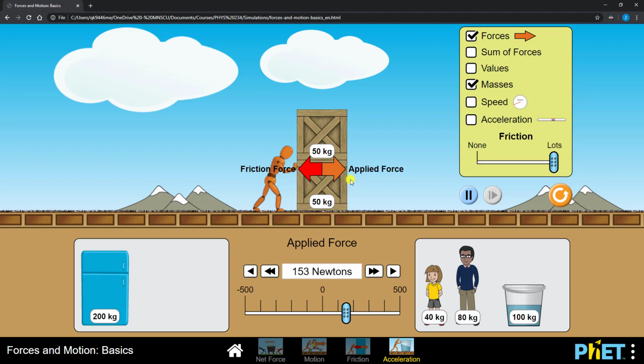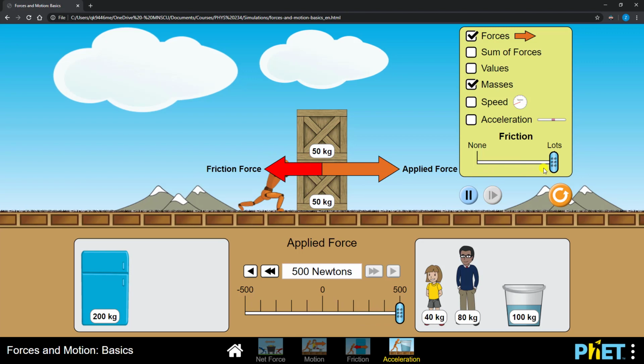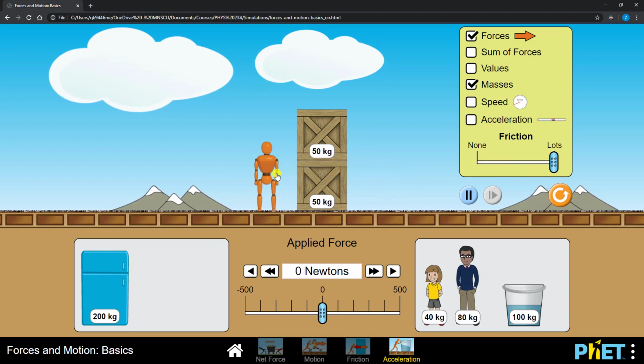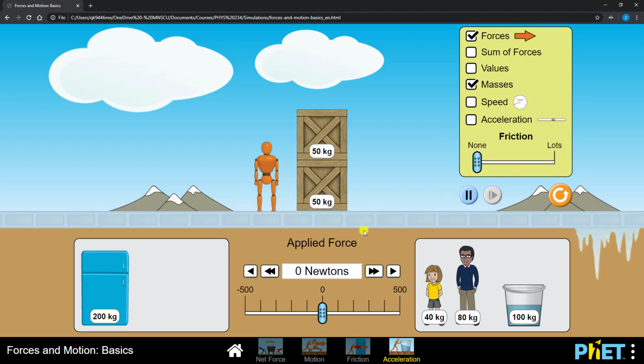And let's try the object in motion stays in motion, but this is not going to work out too easily because there's friction involved, right? So as you let go, see the frictional force causes the object to stop. So let's move this lever. This is the friction lever. So let's move it to none. Okay, we have a very slippery ice-covered surface. So now what's going to happen?